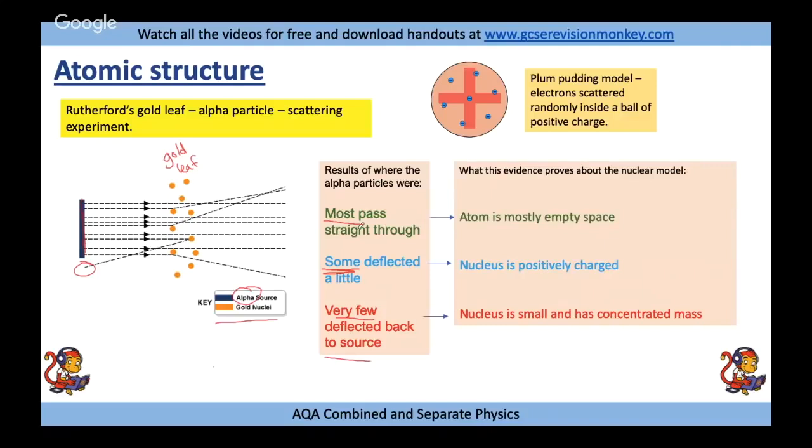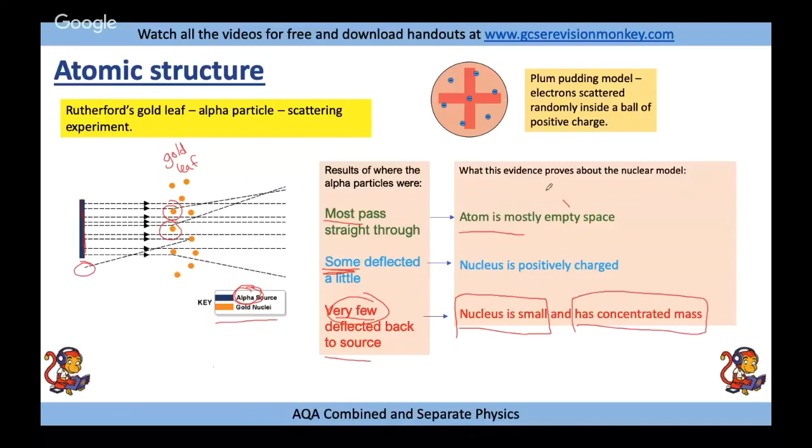So the fact that most pass straight through can only be explained because our new model of the atom says it's mostly empty space. Some deflected just a little bit, and that's because we're firing positive alpha particles at a positively charged nucleus. And when they get close, they will deflect a little bit. And then just a few that were fired straight at the nuclei rebounded back, which tells us that the nucleus is very small, it's tiny, and it has a concentrated mass.